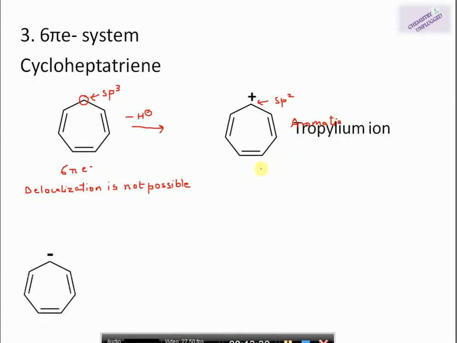Now this carbon is sp2 hybridized and the system has 6 pi electrons, therefore it is aromatic in nature. These tropylium ions are also planar in nature. It should be planar also. Then we have the cycloheptatrienyl anion, and it is an 8 pi electron system because we have a negative charge on this carbon. So it has 8 pi electrons and it is planar in nature. Therefore it is an anti-aromatic compound and it is highly unstable.